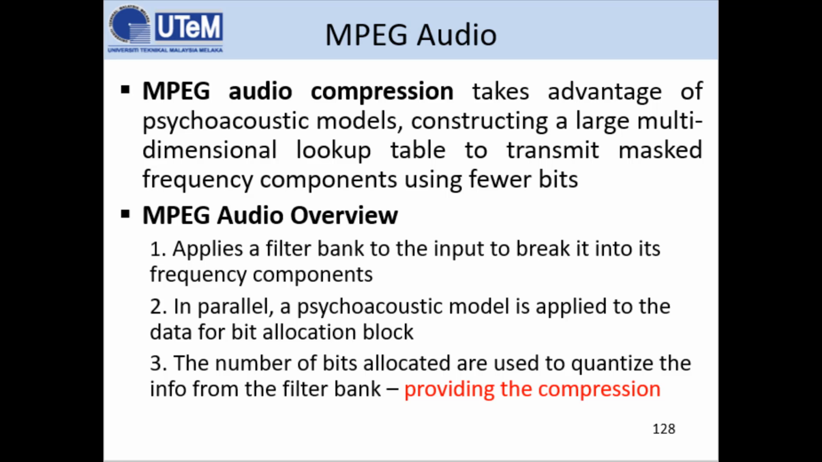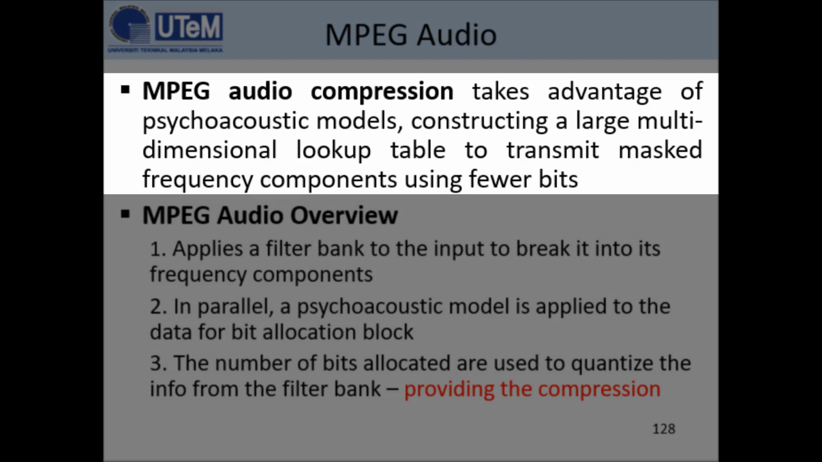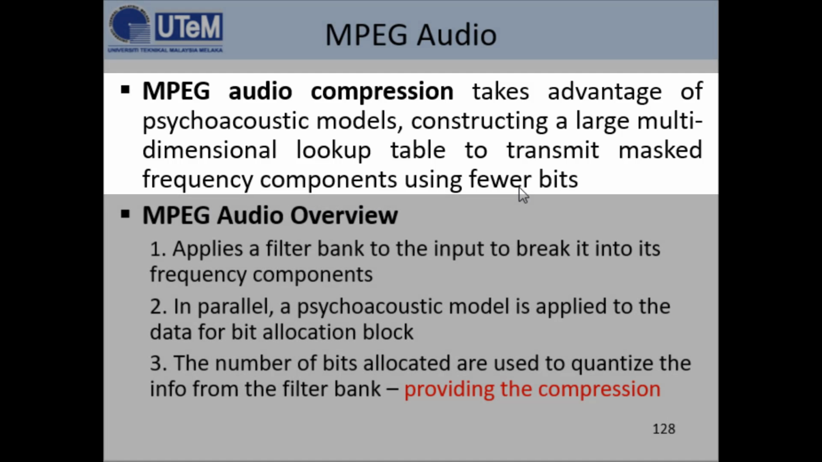In this section, we're going to look at MPEG audio compression, and I think we should be able to appreciate the complexity in the MPEG compression method after this. There are many strategies used, such as the psychoacoustic model, which makes use of frequency masking and temporal masking. In this method, a large multi-dimensional lookup table is constructed to transmit masked frequency components using fewer bits.